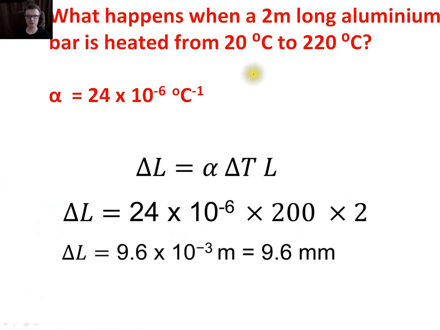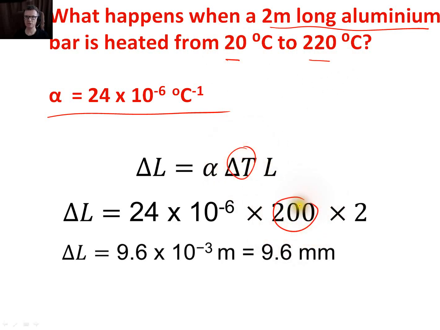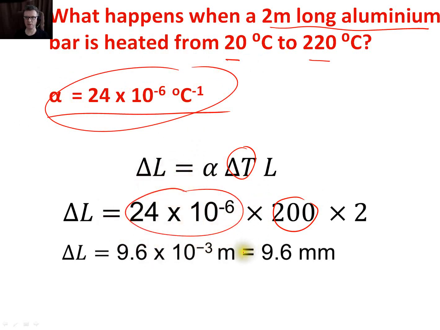Let's show an example of us applying the coefficient of expansion term. So here we've got a 2 meter long aluminium bar, so it's 2 meters. It's going from 20 degrees up to 220 degrees. So our change in temperature is going to be 220, take away 20 is 200. We look up our value for coefficient of thermal expansion, and that's 24 times 10 to the minus 6. And it's got a length of 2. So the overall change in length will be 9.6 millimeters. So that's straightforward how to use the equation.